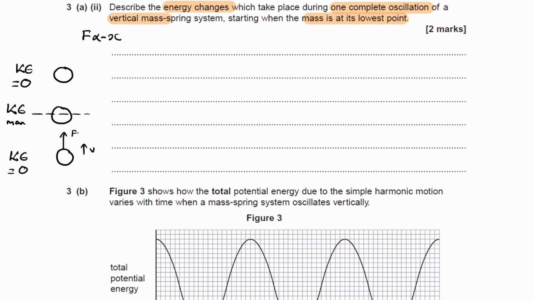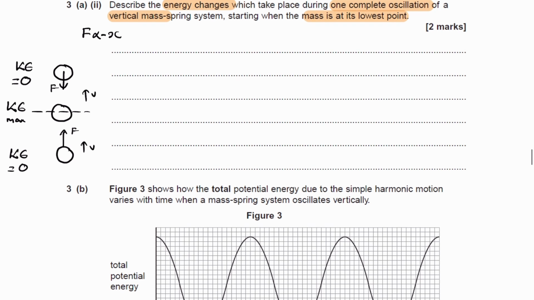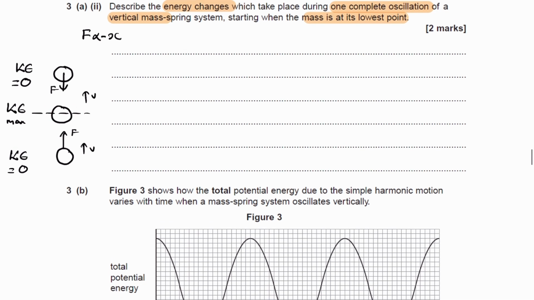Then it moves upwards, and when it's above equilibrium, the force acts downwards. So although it's still moving up, now the force is opposing motion, and therefore the force will slow the mass down. That force starts to act once we pass equilibrium. So up until equilibrium, force is in the same direction as velocity, causes it to speed up, it reaches a maximum speed here, now the force opposes motion, and now it will start to slow down again. So that's why KE is a maximum at equilibrium.